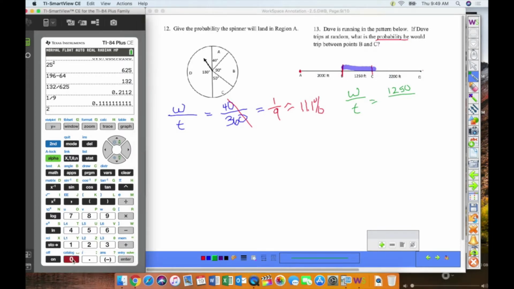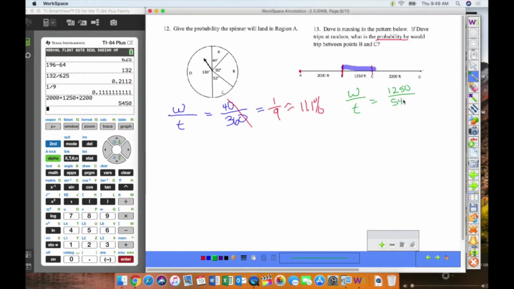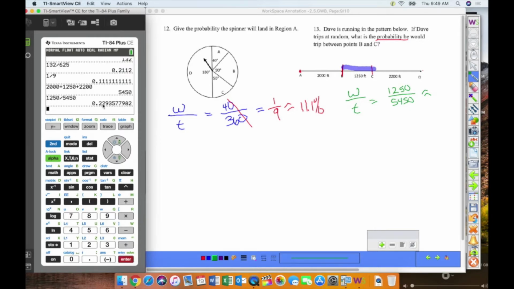So I've got to add those together: 2000 plus 1250 plus 2200. The total distance is 5450. And we will punch that in. 1250 divided by 5450, and that is about a 22.9% chance that he trips randomly in that spot right there.